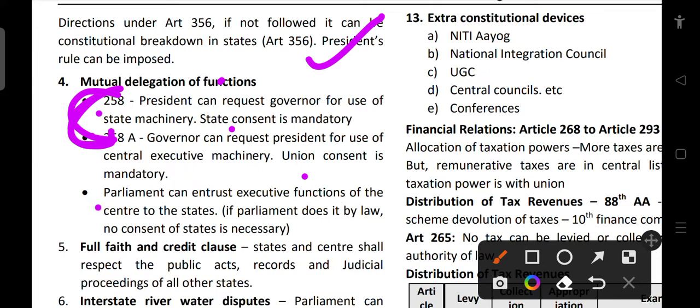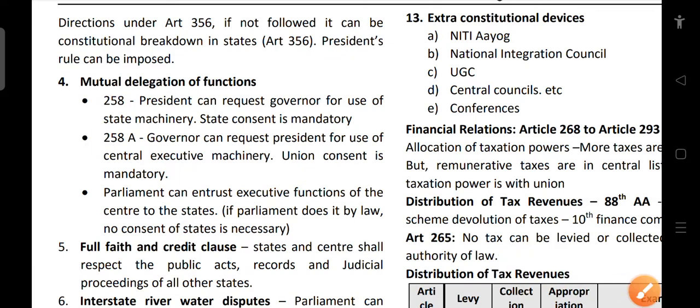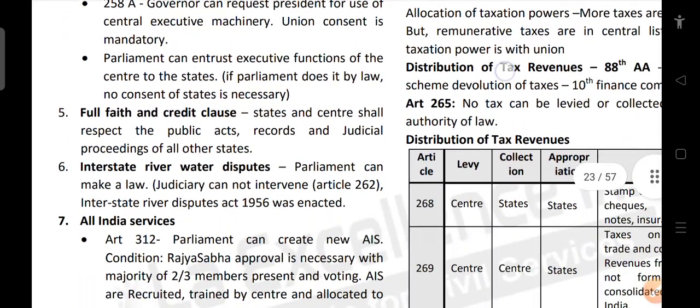Now, parliament can entrust executive functions of the center to the state. If parliament does it by law, no consent of the state is necessary. So, by creating a law, if it entrusts an executive function, then state approval is not needed.